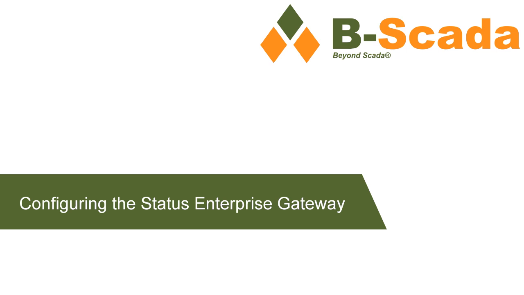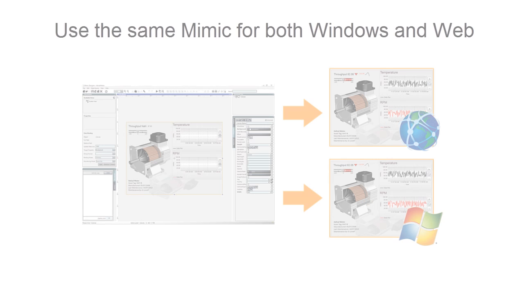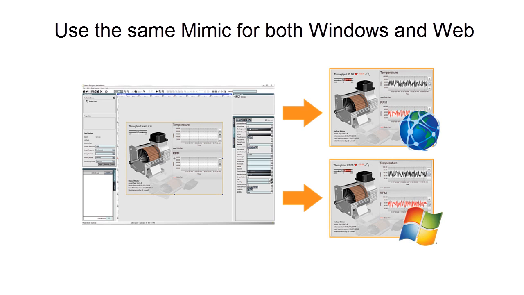In this video, we'll discuss how you can configure the Status Enterprise Web Gateway. This video will cover all of the settings you can change in the gateway. The gateway is a tool we've designed to make deploying the mimics you've created on the web an easy process.